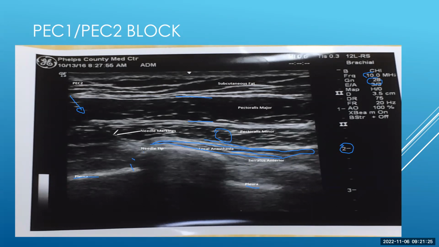So the ultrasound image is appreciated in this scenario to verify exactly where the needle tip is, and especially if things aren't going great, it definitely is advantageous or beneficial for us to do that. So, all right, let's move on to the next image.